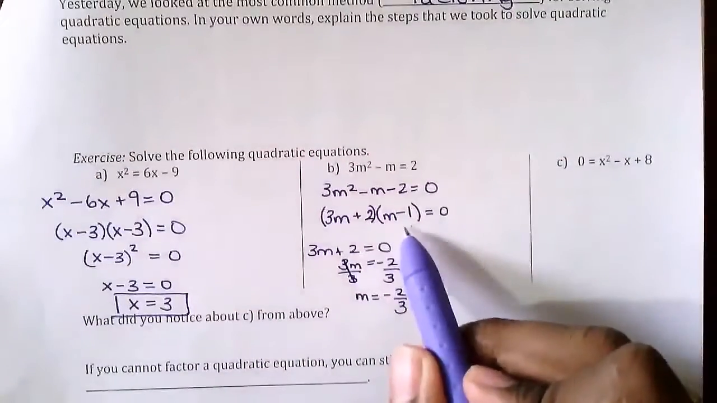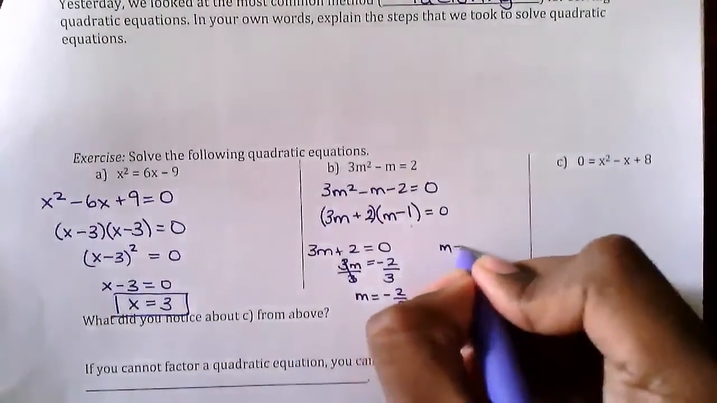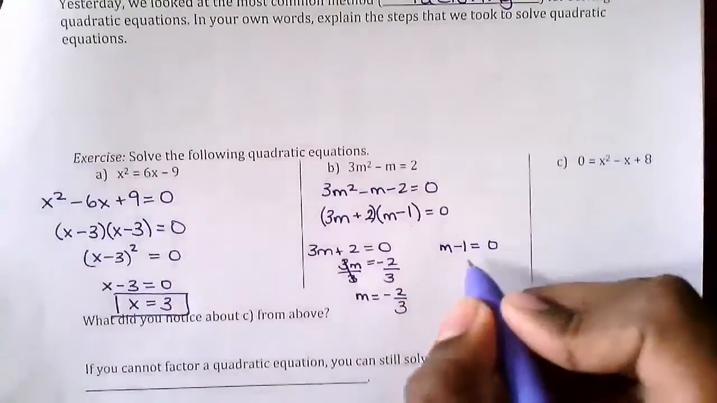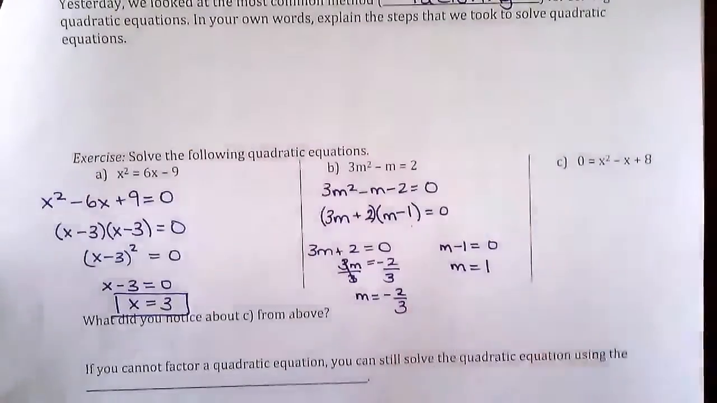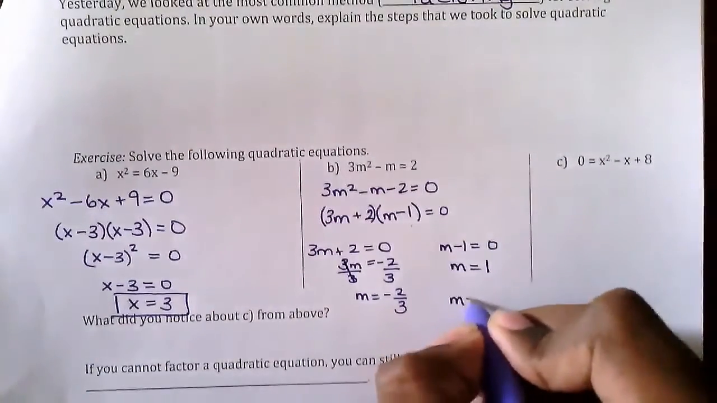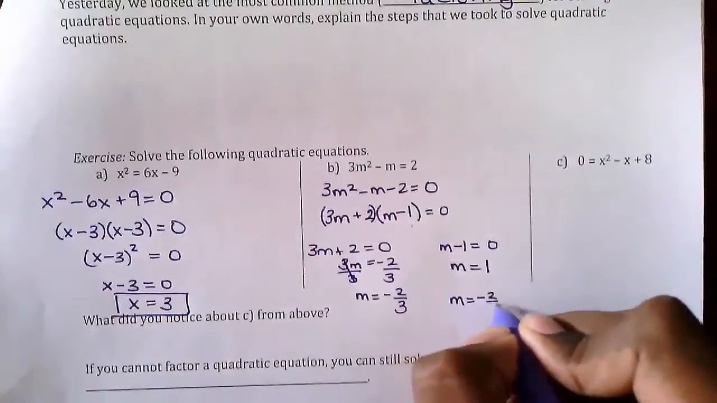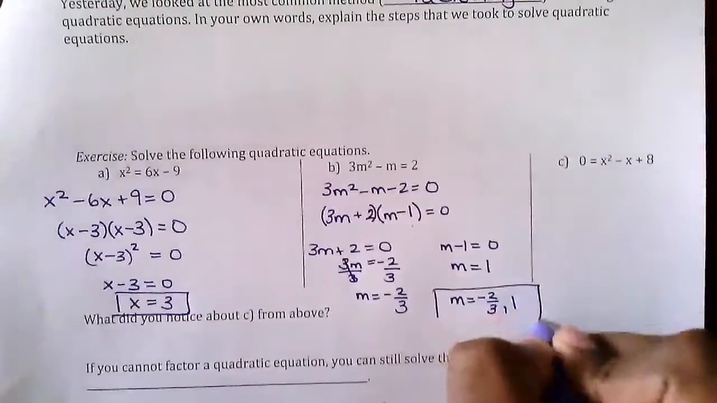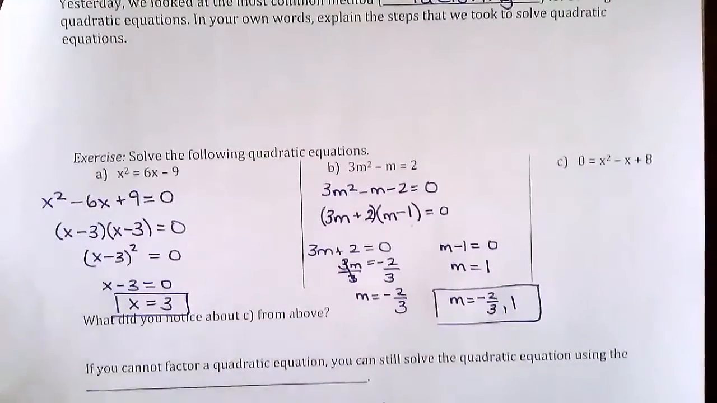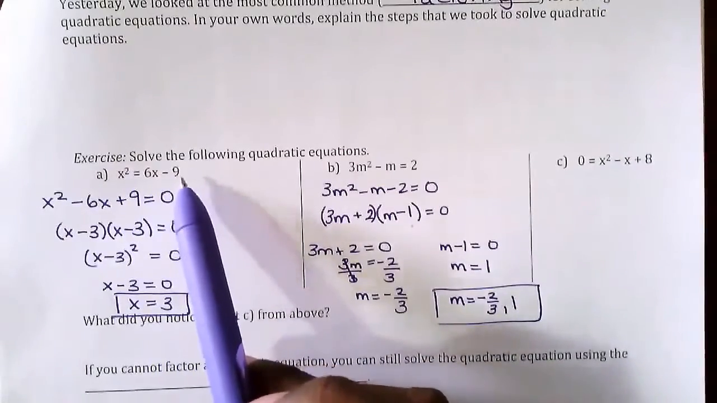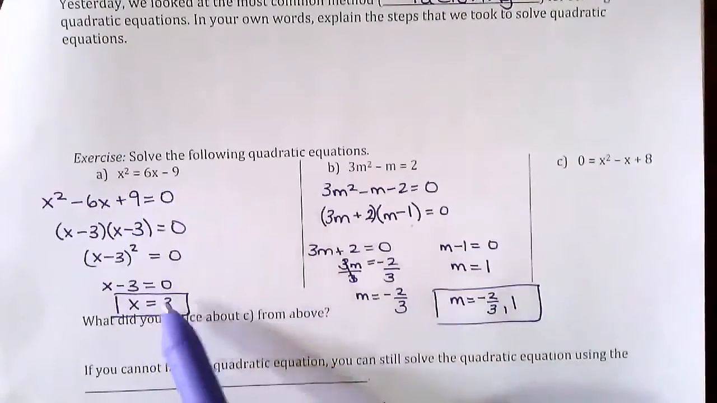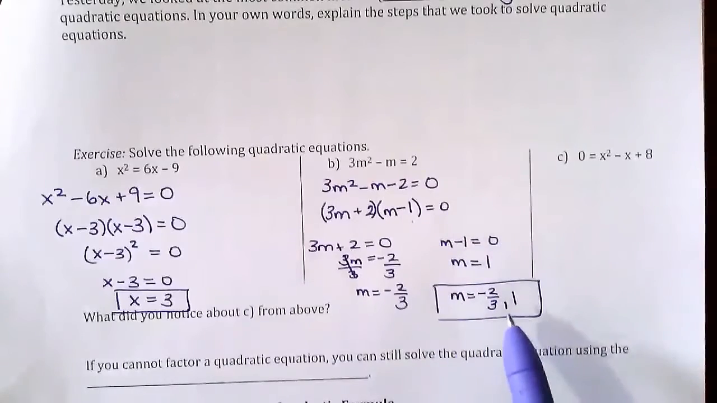But I also have another factor here. m minus 1 is equal to 0. To isolate, I bring the negative 1 over, giving me m is equal to 1. So m is equal to negative 2 over 3, comma 1. So just to re-emphasize, sometimes when you're trying to solve these quadratic equations, if you can factor it, you might have one answer, or you might have two answers.